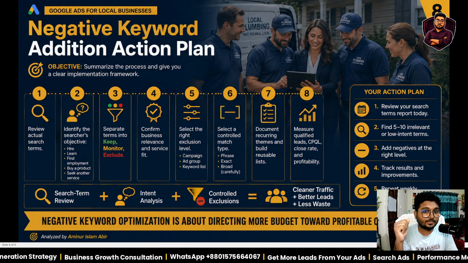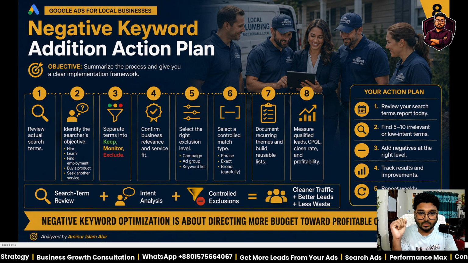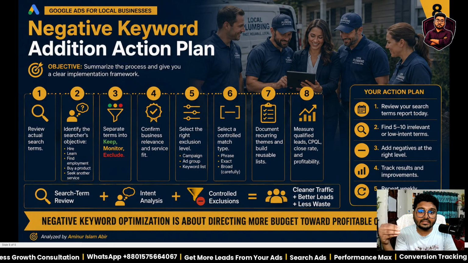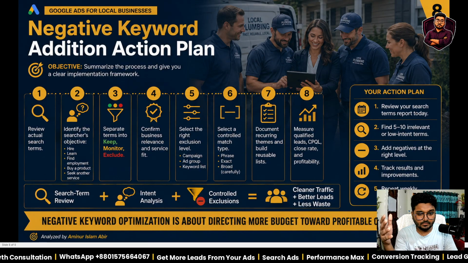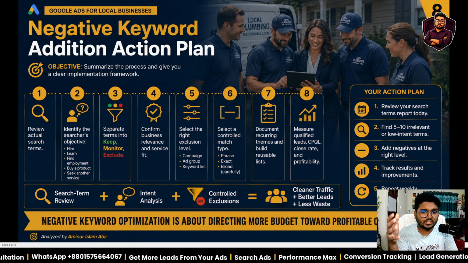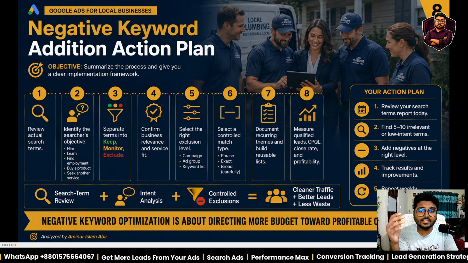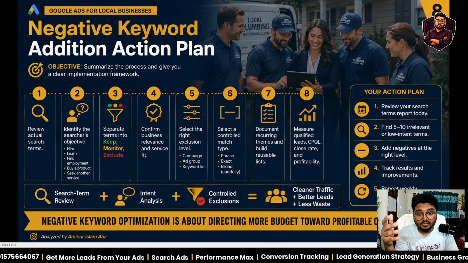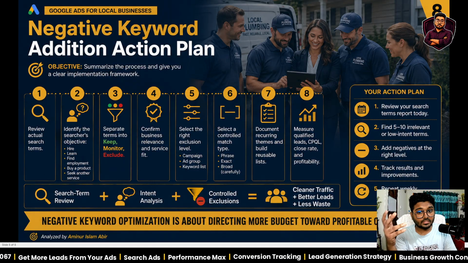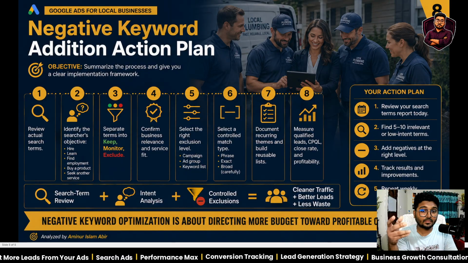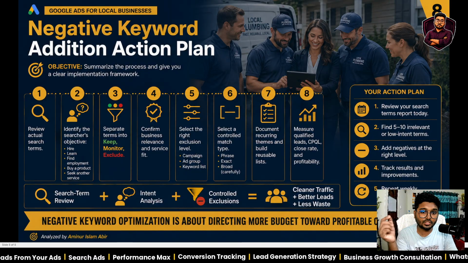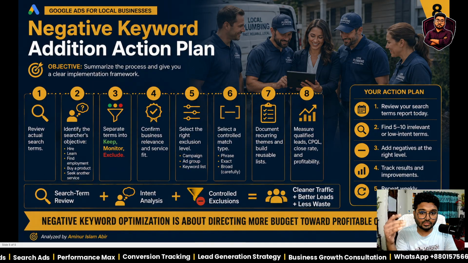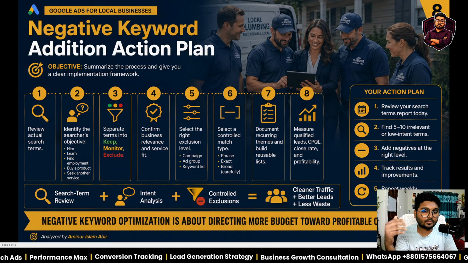Then add the negative keyword at the correct level with the right match type and measure the result using qualified leads and customers. Negative keyword optimization is not about blocking traffic. It is about improving where the budget goes. When the wrong searches are removed, more money can reach real buyers, qualified leads, booked customers, and profitable opportunities. That is how negative keywords help improve traffic quality, budget control, lead quality, and Google Ads profit.